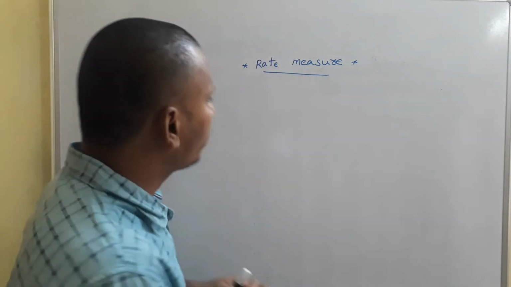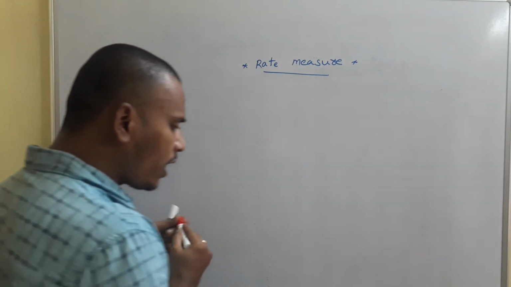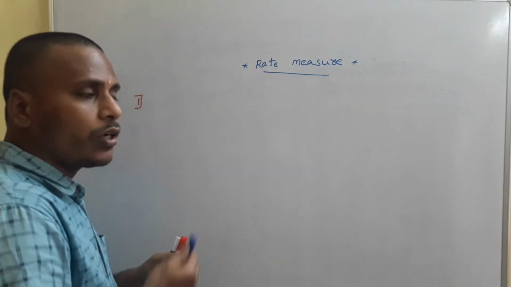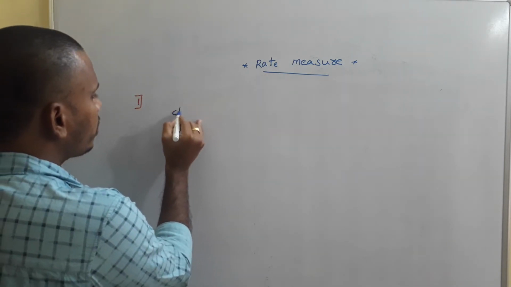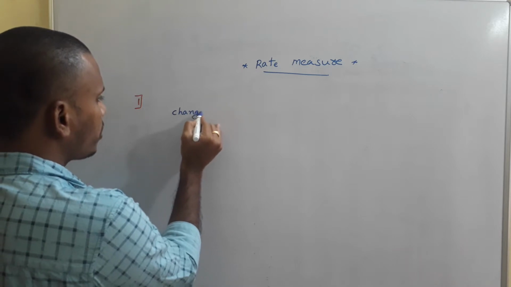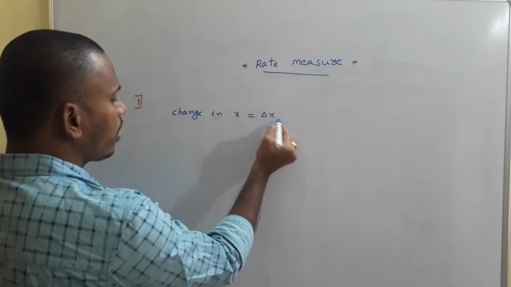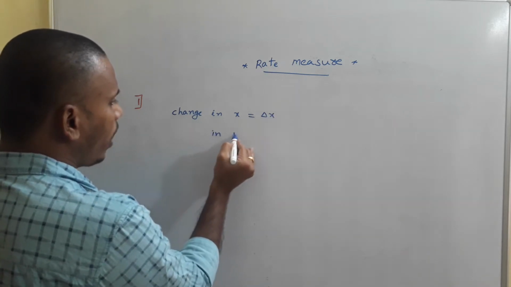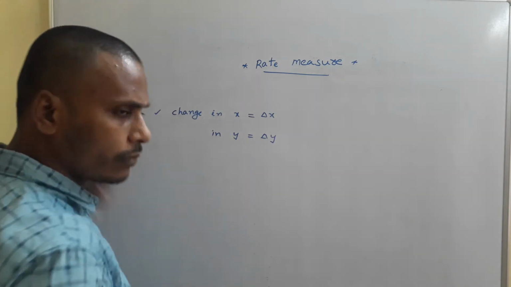The first point of this rate measure: if a quantity is changing from x1 to x2, the change in x is usually represented as delta x. In the same way, the change in y is also represented as delta y.